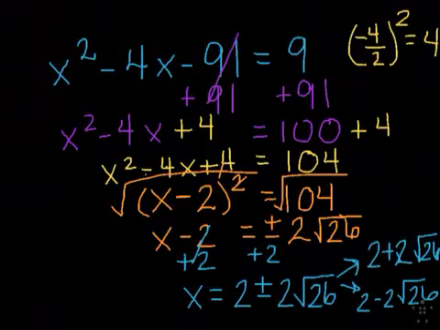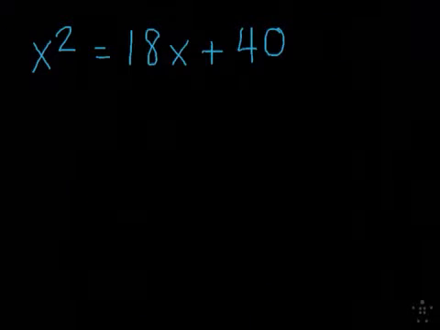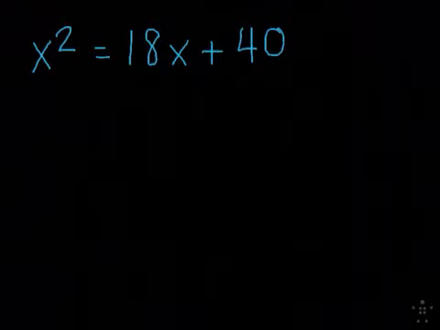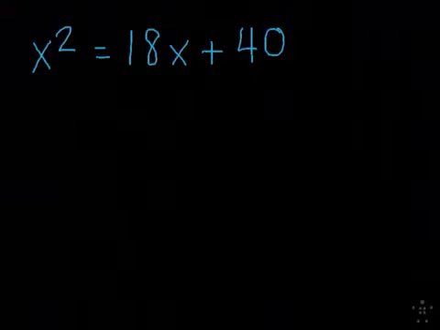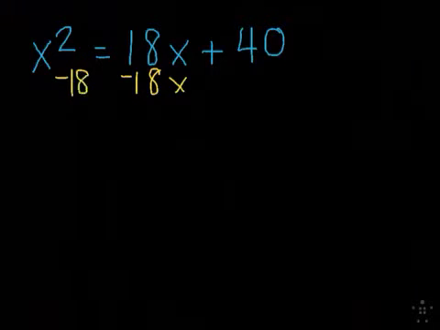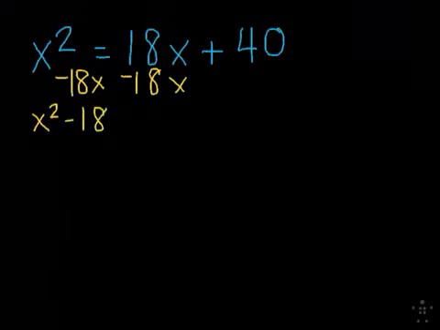Okay, so all of these, the a value has been 1. Let's do some more with a value equal to 1. So our next equation, look, we have an x squared, so the x squared term is on one side, but the b is over here and the c is over here. So we're just going to move our b value back over to the other side by subtracting it. So we have x squared minus 18x equals 40.